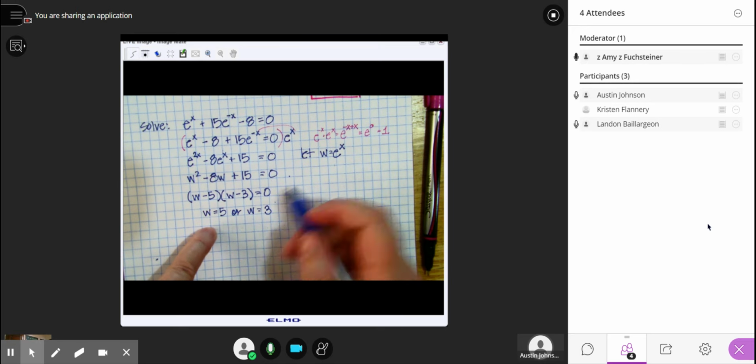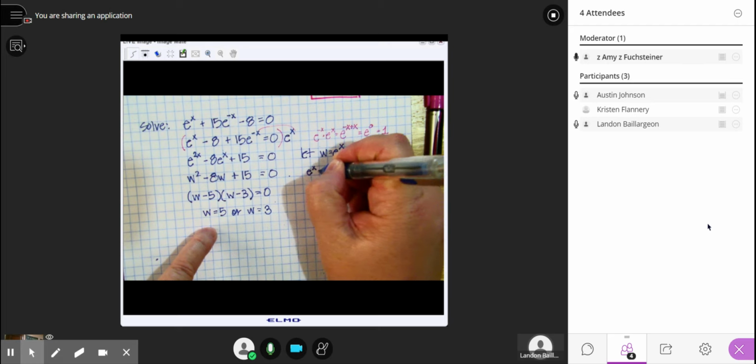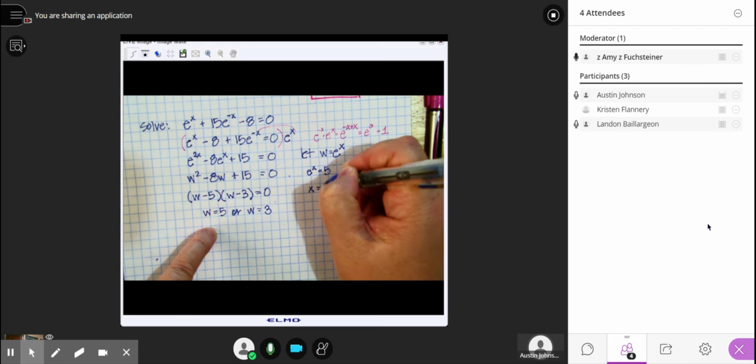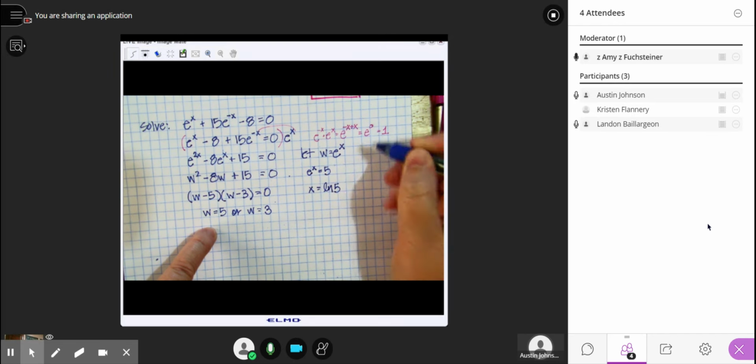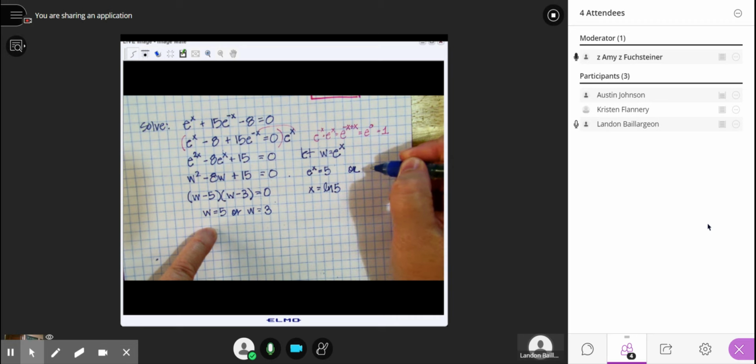Since w is e to the x, e to the x could be 5, which means x would be the natural log of 5, or, oh shoot, e to the x is 3.